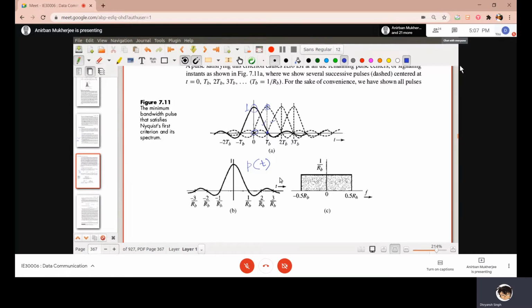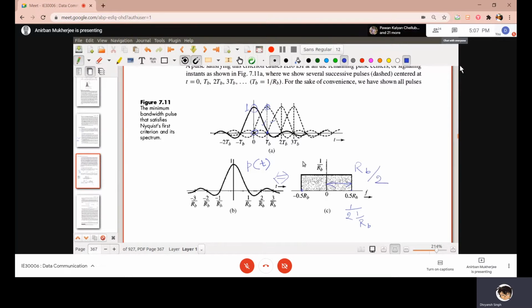If I do the Fourier transform of this one, then as I told you, it will be 1 by 2 of 1 by RB, so RB by 2, that is 0.5 RB, and here it is minus 0.5 RB. What is my bandwidth? Bandwidth is RB by 2.